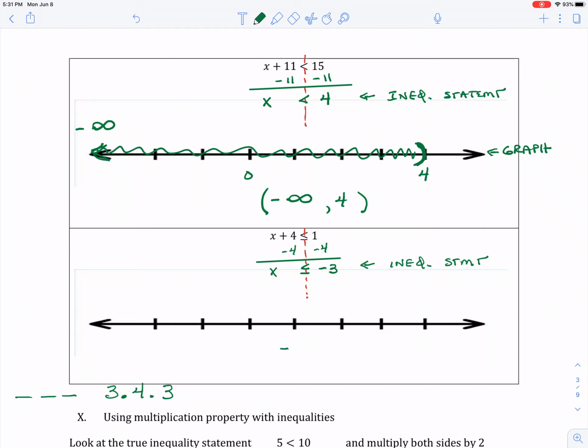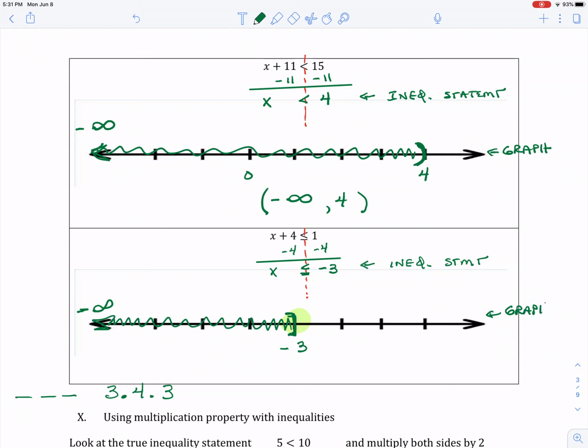Here, let's say this is -3. I want to show you all the numbers less than -3. So that takes me down in this direction. I'm going down to negative infinity. And we make a decision about how it's going to look. How am I going to close off this end here, and because it says or equal to, I'm going to use a bracket here. So this is my graph of the answer.